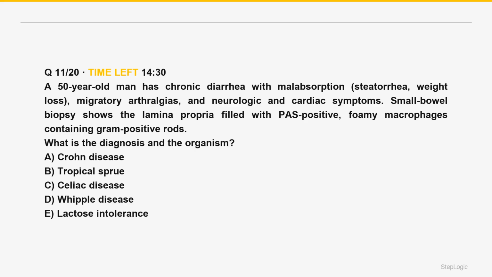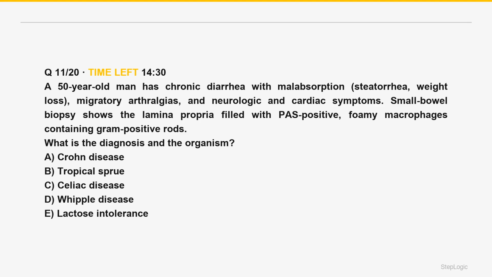What is the diagnosis and the organism? A 50-year-old man has chronic diarrhea with malabsorption, steatorrhea, weight loss, migratory arthralgias, and neurologic and cardiac symptoms. Small bowel biopsy shows the lamina propria filled with PAS-positive foamy macrophages containing gram-positive rods.